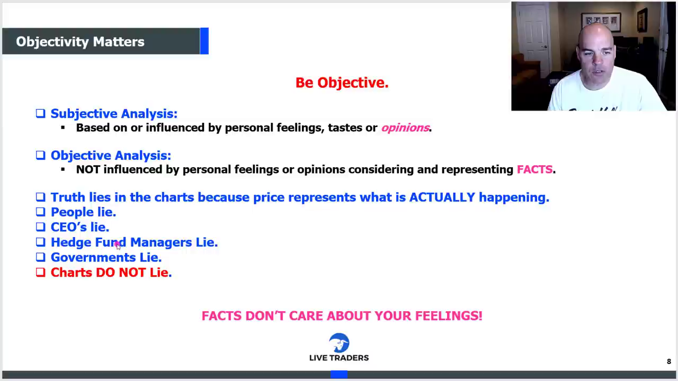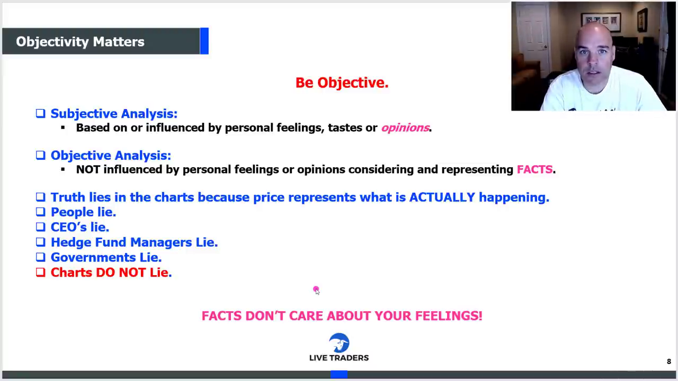People lie, CEOs lie, hedge fund managers lie, governments lie, charts don't lie. And what's the problem in trading? You lying to yourself. That's the number one problem for traders. Saying you know it's going to do this, but your action does the opposite. Saying you know this is an aggressive trade, but you take it anyway. Saying you know you shouldn't get out here, but you get out anyway. You don't know it because you wouldn't do it if you really knew it. If you really believed that you shouldn't get out here because you're going to make more money by not getting out here, you wouldn't get out here. But you don't obviously believe it because you got out.